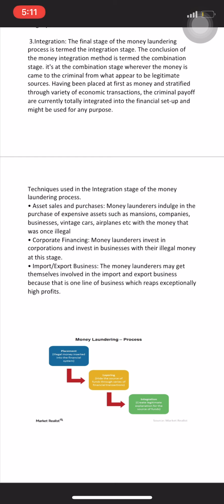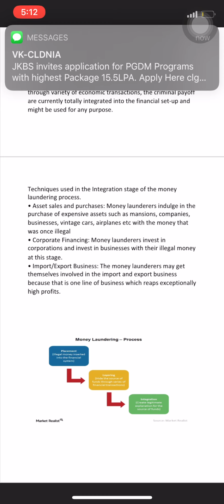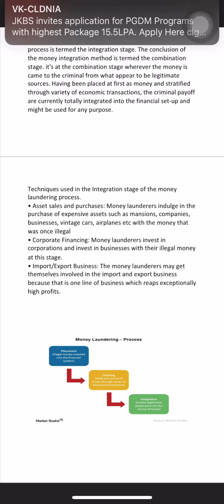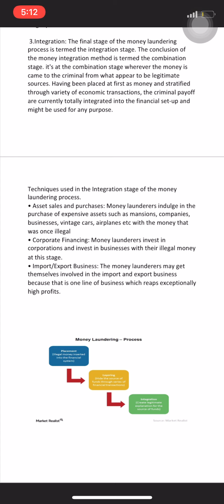So lastly, the final summary of the money laundering process is: placement, illegal money inserted into the financial setup; layering, hide the source of funds through a series of financial transactions; and thirdly, integration, create a legitimate explanation for the source of the funds. Okay, so I hope I have made you clear about money laundering, what the money laundering steps are, and what the techniques involved for each step are.